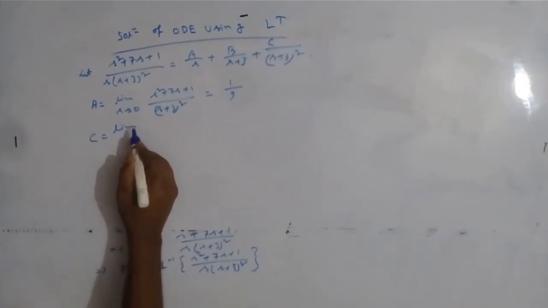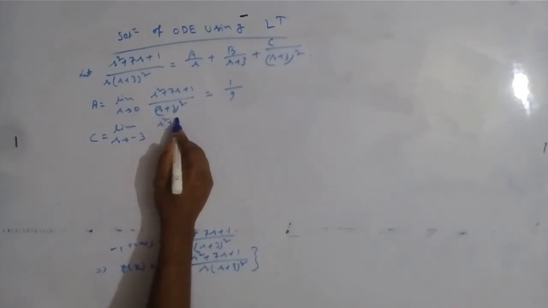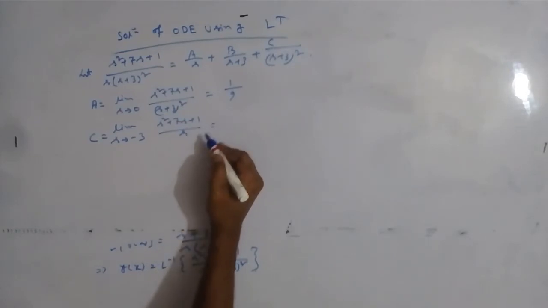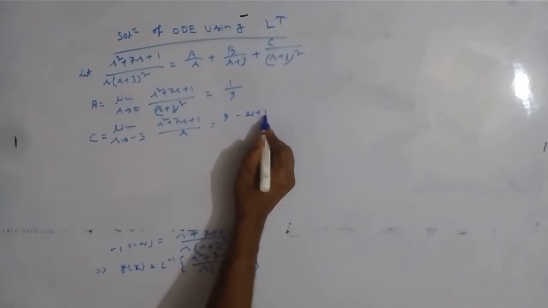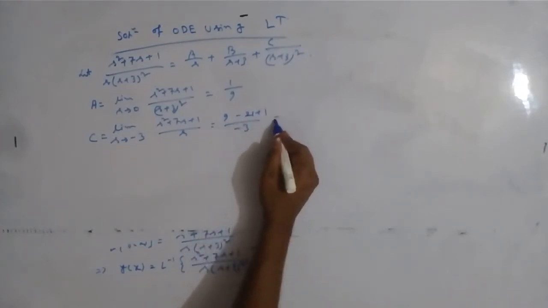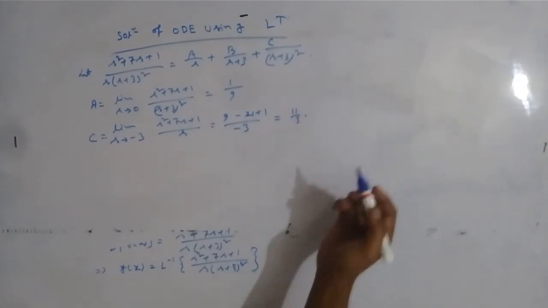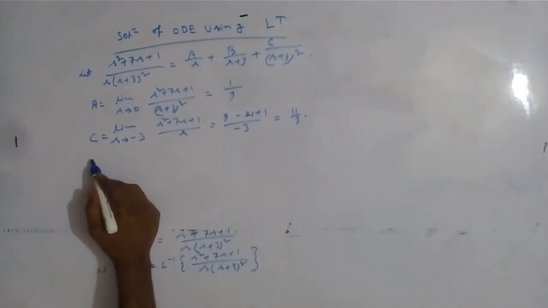So c will be equal to the limit as s tends to -3 of (s² + 7s + 1)/s. So (-3)² is 9, minus 21, plus 1, divided by -3. So 10 minus 21 is minus 11, over minus 3, that is 11/3. So the value of c is 11/3. Now to find b, we have to compare the coefficients on both sides. So we are putting the values of a and c first.